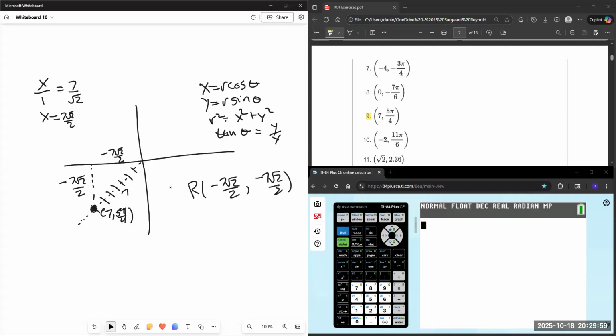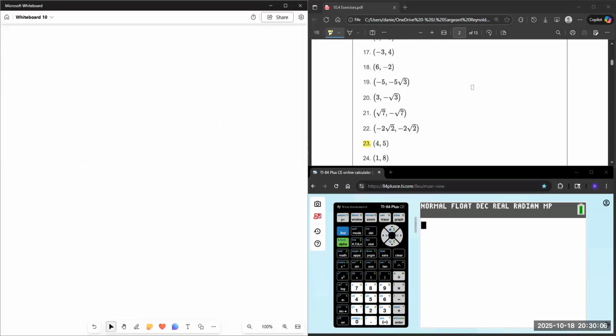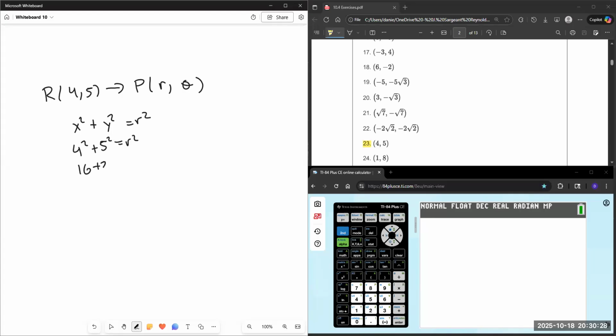Let's go ahead and look at number 23. Using those same conversion factors, let's look at the rectangular point for 5 and change it to a polar r theta using x squared plus y squared is equal to r squared. 4 squared plus 5 squared is equal to r squared. 16 plus 25 is r squared. R squared is 31. R is root 31.